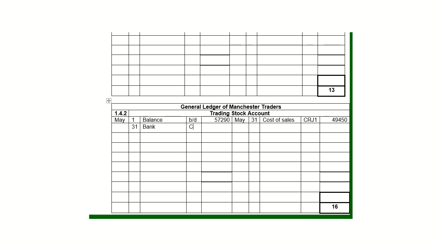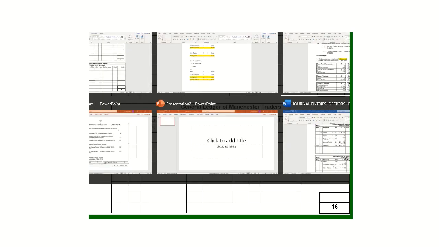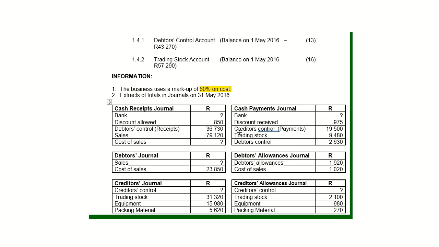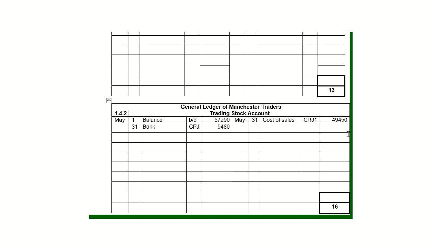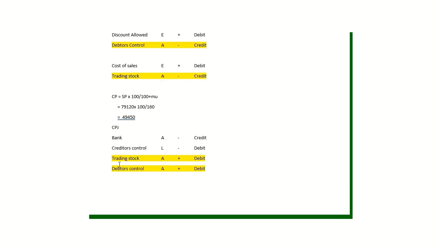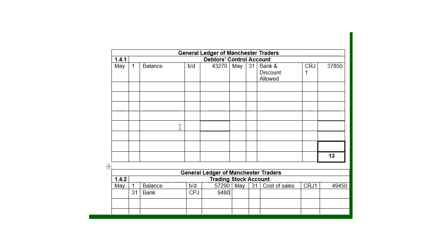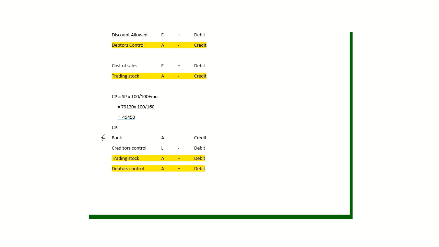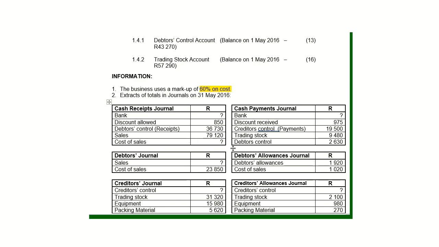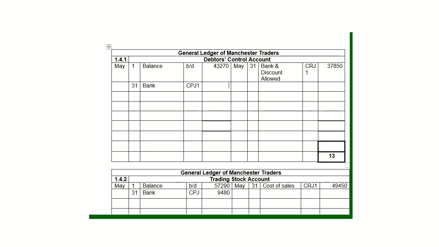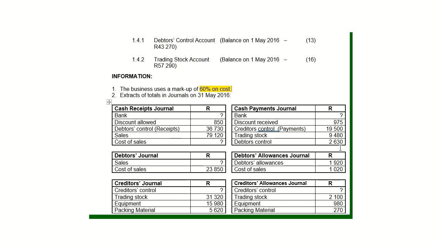Now I get it from the CPJ one, and the amount for trading stock, 9480. The other transaction would be that one for debtors control, which I'm going to debit. So debtors control on the debit side, journal last day, opposite account, where's the credit? In bank. So opposite account, bank. I still get it from the CPJ one, and the amount, go and look at the information. Debtors control, 2630. That's the only transactions I need to do from the CPJ.